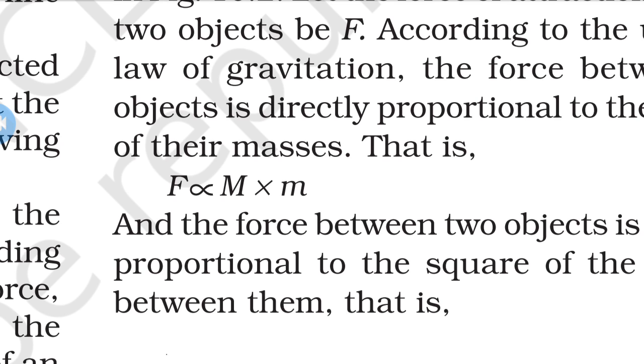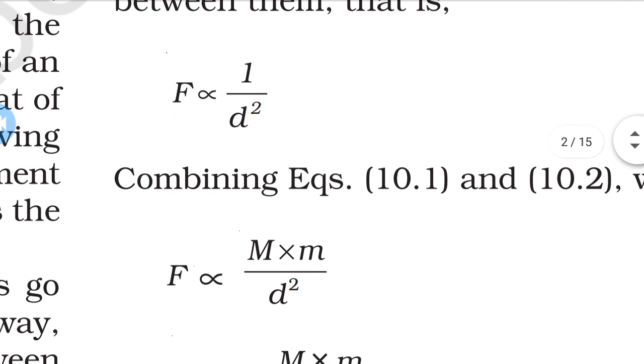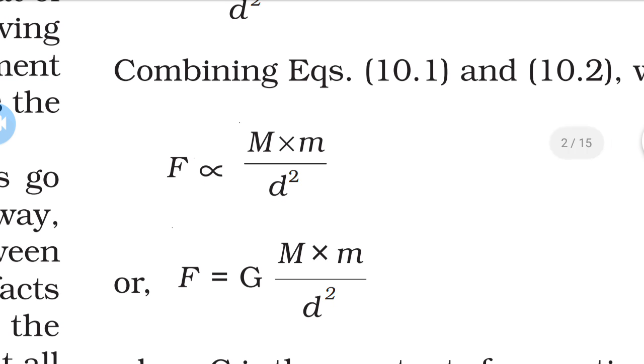And the force between two objects is inversely proportional to the square of the distance between the Earth and the apple. So F is proportional to 1 upon d square. It means that force is inversely proportional to the square of the distance. Now combining equation 1 and equation 2, we obtain that F is proportional to capital M small m divided by d square.